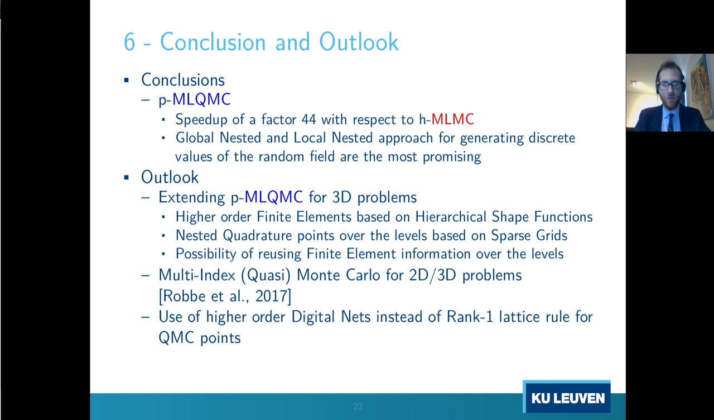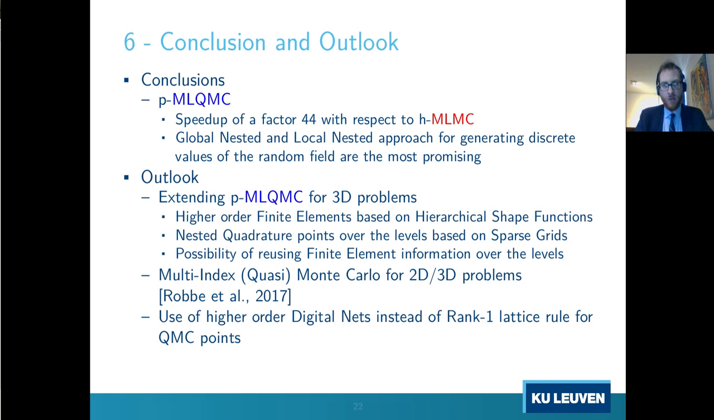Now we can look for a conclusion and look to the future. We can conclude that with p-MLQMC we have a speed up of a factor 44 compared with standard multi-level Monte Carlo, which is quite a high number. Our global nested approach outperforms our non-nested approach, and I've put here global nested and local nested because local nested is similar. It will also outperform non-nested, and I expect that it will even slightly outperform global nested. I haven't seen results for it, so I cannot make this a hard conclusion.